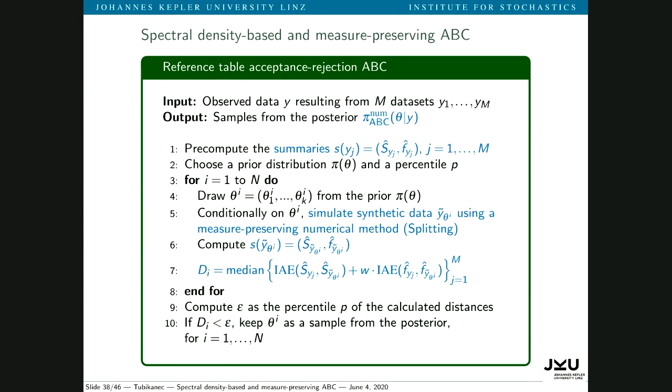So the algorithm will now get us samples from a posterior that we call pi ABC num, and the num stands for the fact that we can only derive approximated data that we denote by y theta tilde, and this data we obtain with a measure preserving splitting method. And this method guarantees that the summaries, the density and the spectral density are well preserved. Okay, but now let's apply this algorithm to the neural mass model.